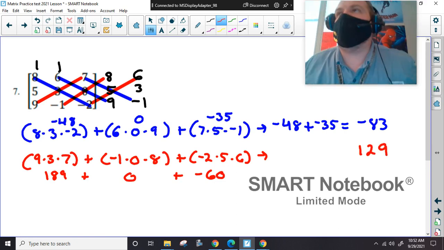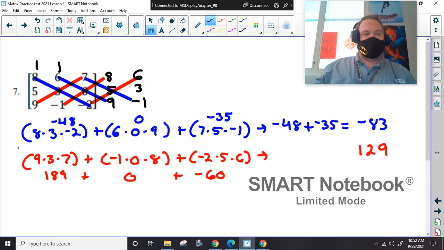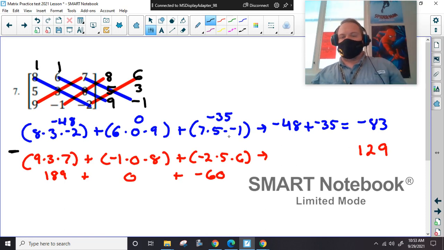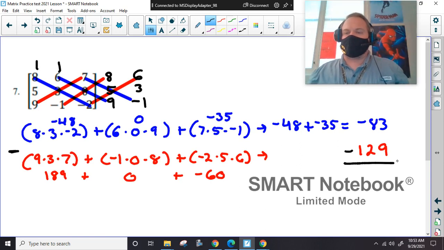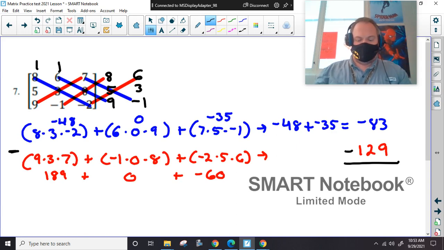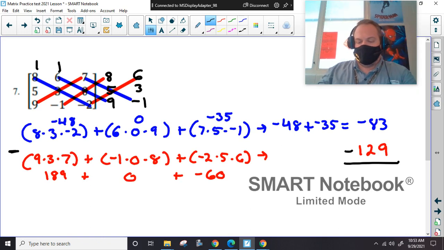Now, here's the one thing that's missing from this yesterday. It's actually the blue stuff minus the red stuff. So you subtract and not add. That's why there's only one of these on the test. 48 plus 35 is 83.